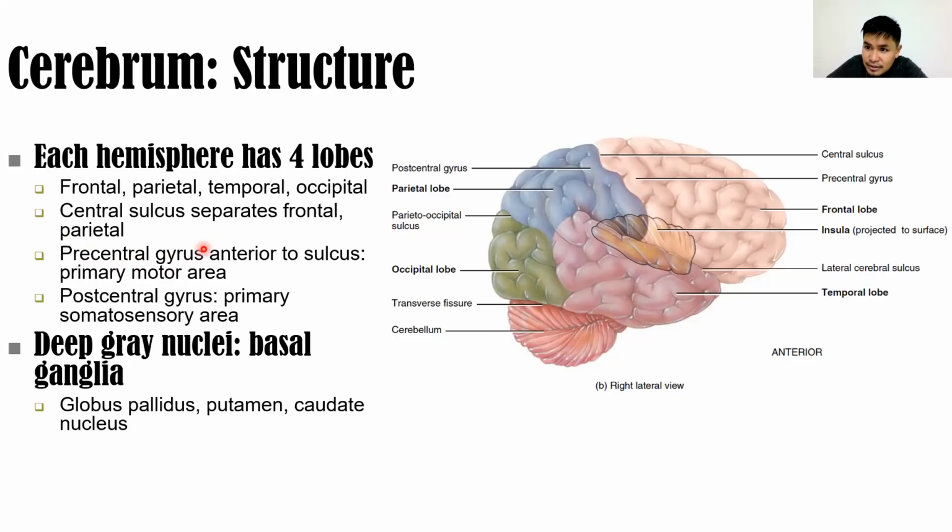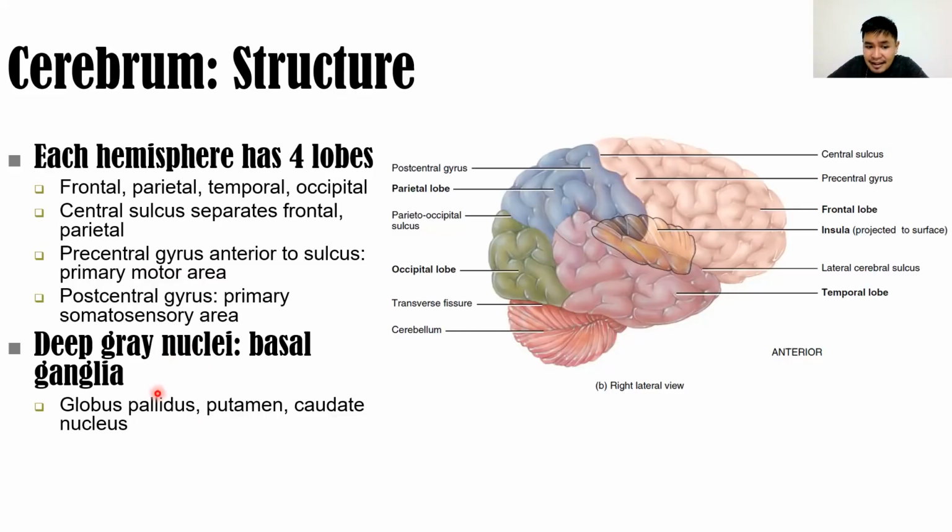Precentral gyrus, the bulge, or yun nga, the folding. Anterior to the sulcus is the primary motor area. So this is your precentral gyrus over here. Motor area, primary motor area. Post-central gyrus is the primary somatosensory area. Motor, primary somatosensory area.